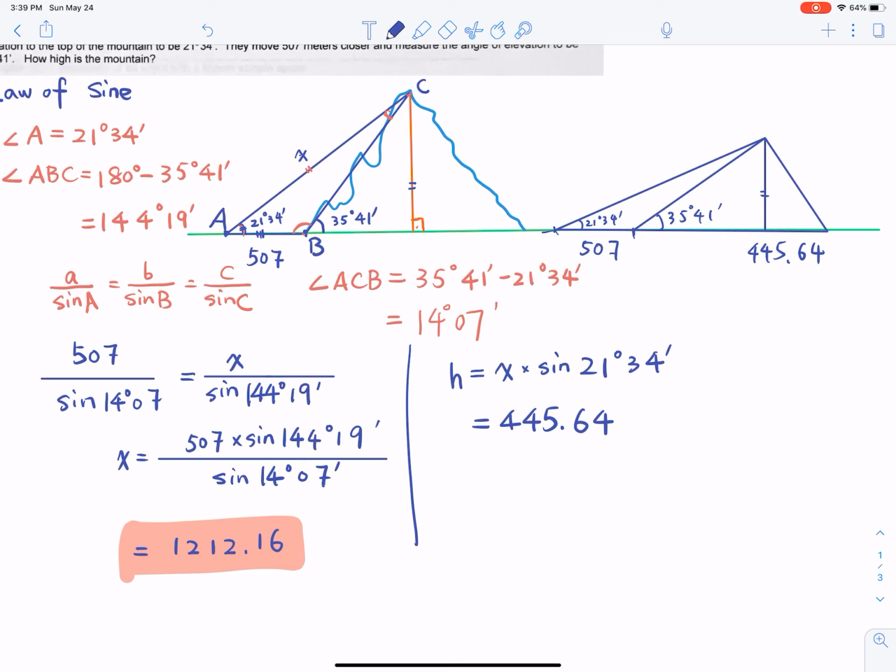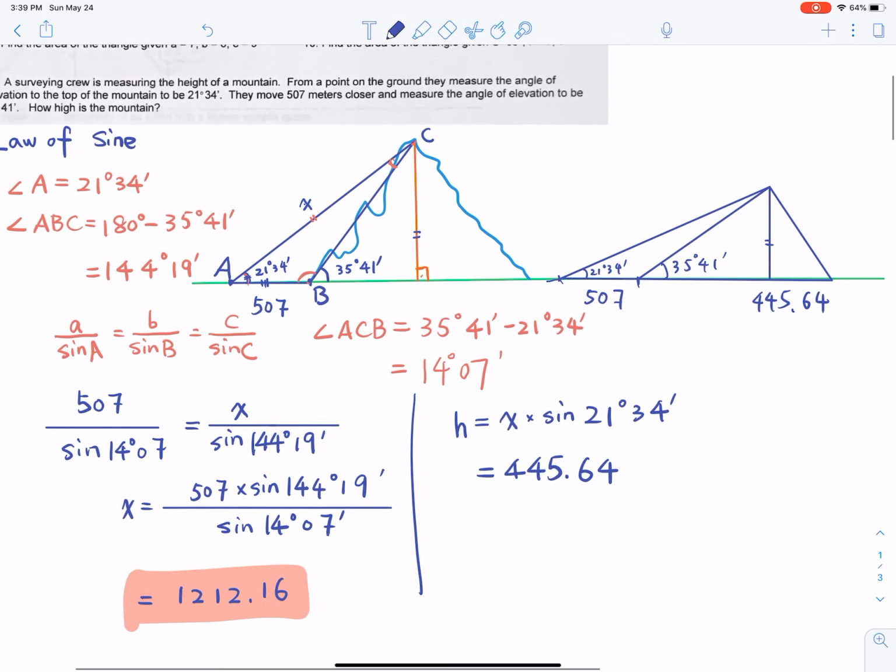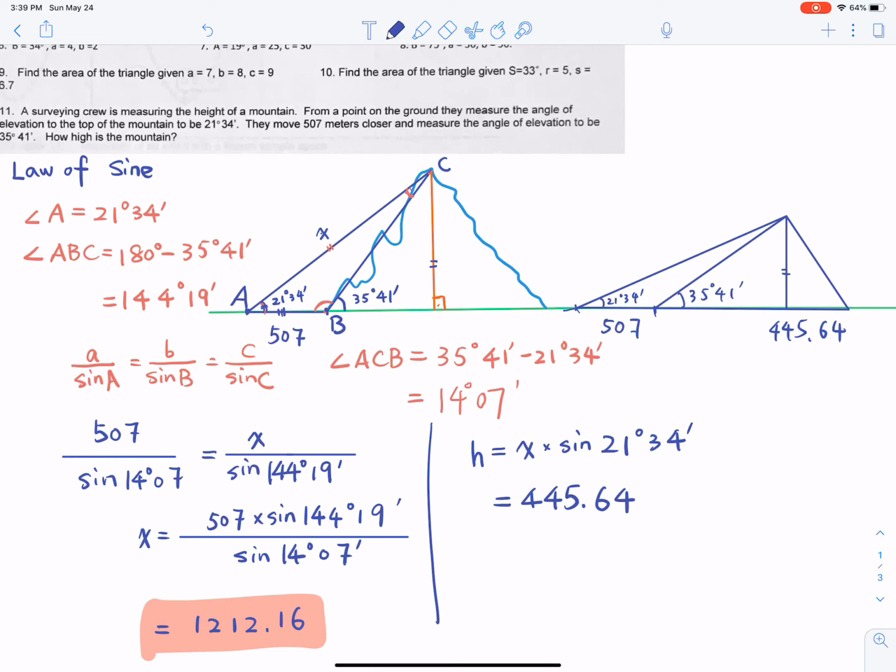Maybe we move this a little bit further. And that is what we have figured out, okay? So the final result, how high is the mountain? It is 455.64 meters. Thank you very, very much.